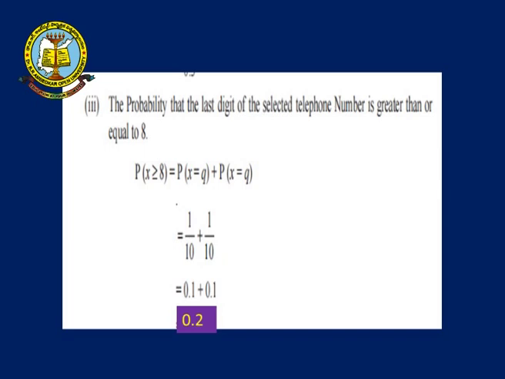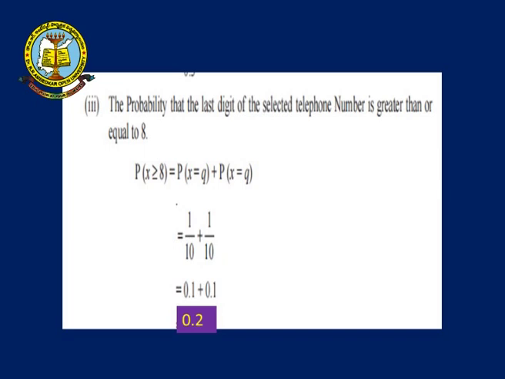Okay, one more bit is there. The probability that the last digit of the selected telephone number is greater than or equal to 8. In terms of notation, that is the probability of X greater than or equal to 8. That means the probability of X equal to 8 plus the probability of X equal to 9.